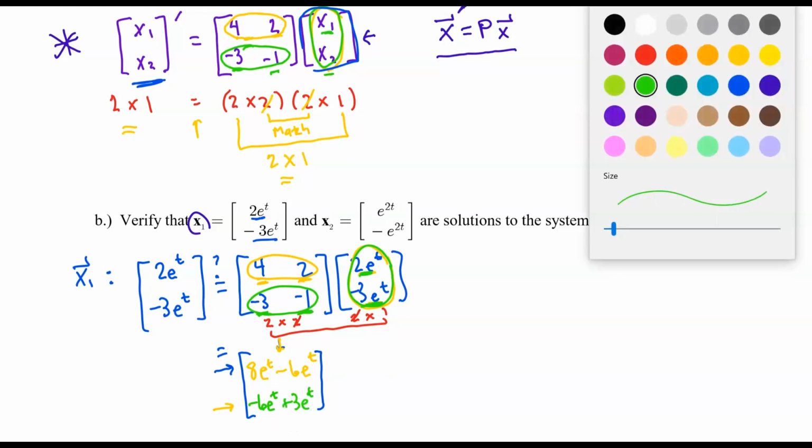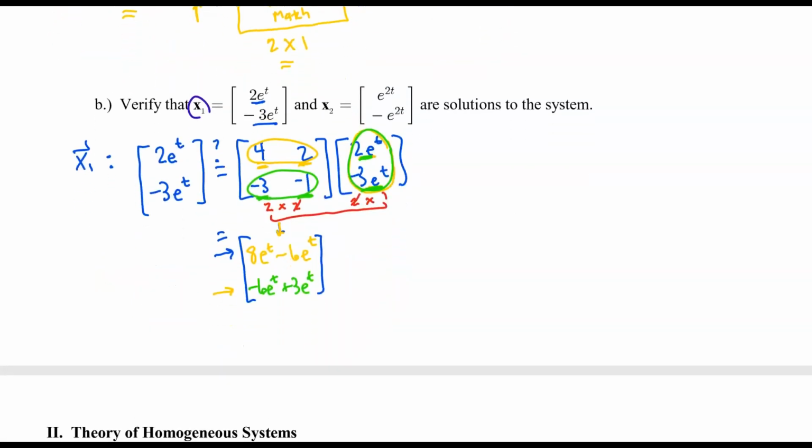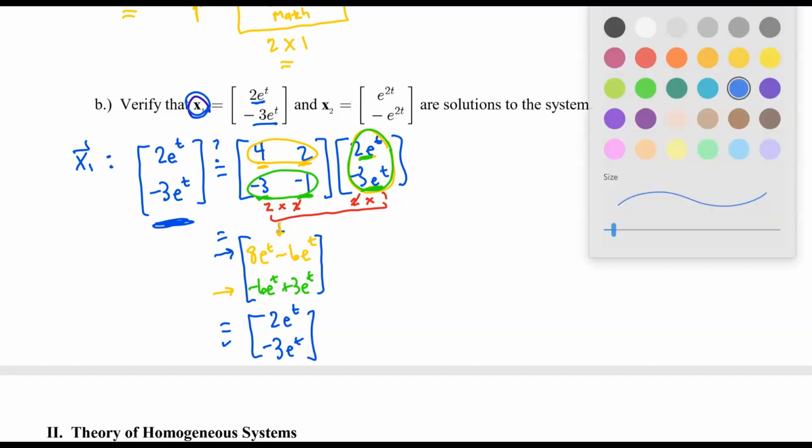Let's go ahead and simplify to obtain 2e to the t and negative 3e to the t. So notice that's what we had on our original left side. We have verified the equality. So we know that x sub 1 bar is a solution. It checks out. Okay, let's check the second one.